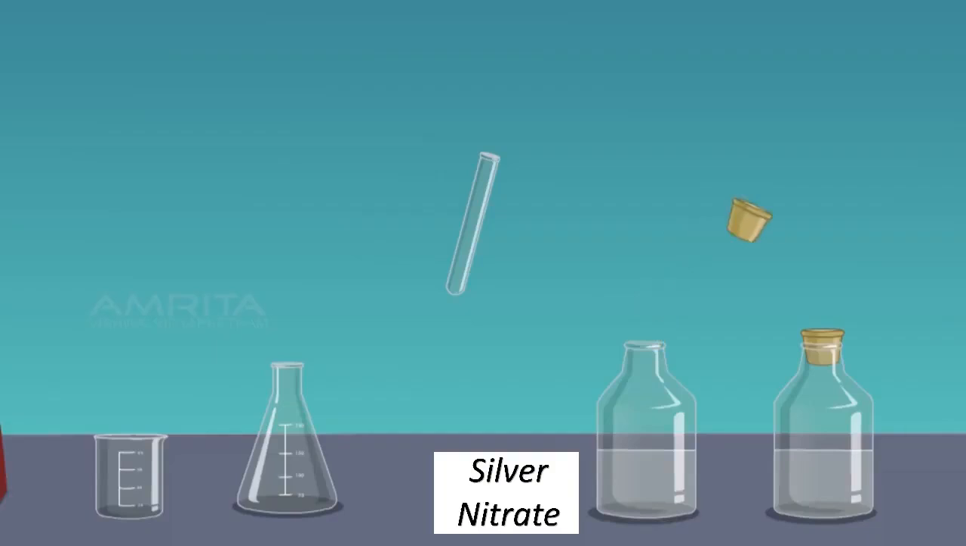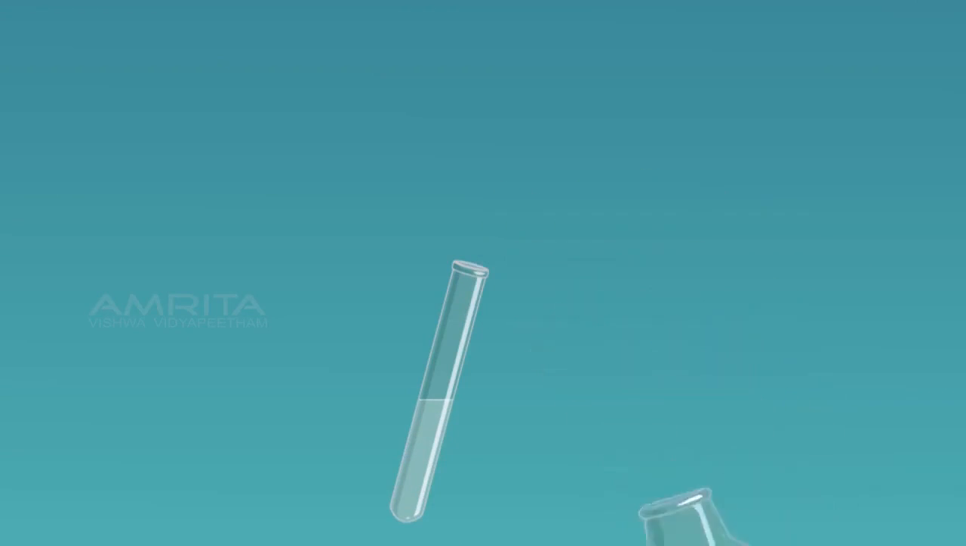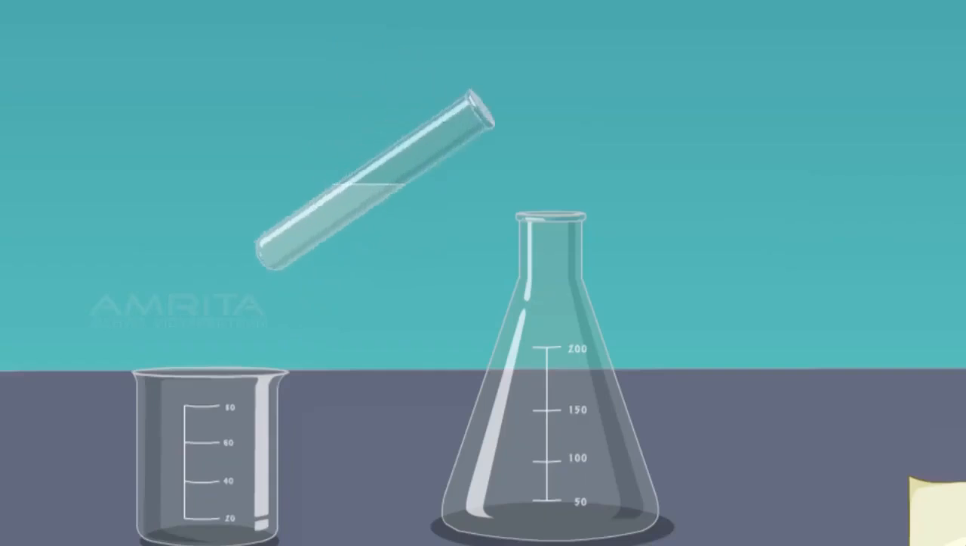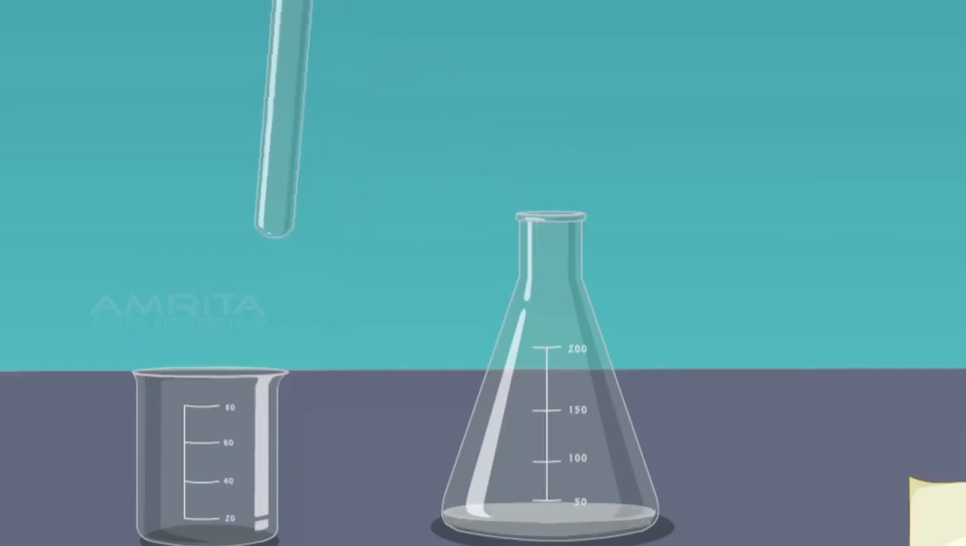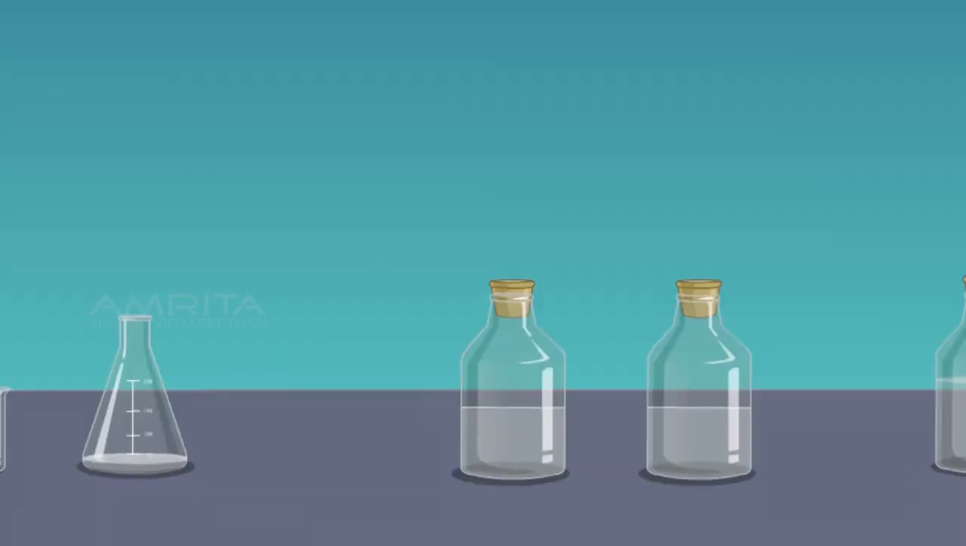Our next reaction is again going to use silver nitrate. So let's pour some into our test tube. We're going to repeat this every time. We'll pour that into our flask. And now we're going to go get some barium chloride.